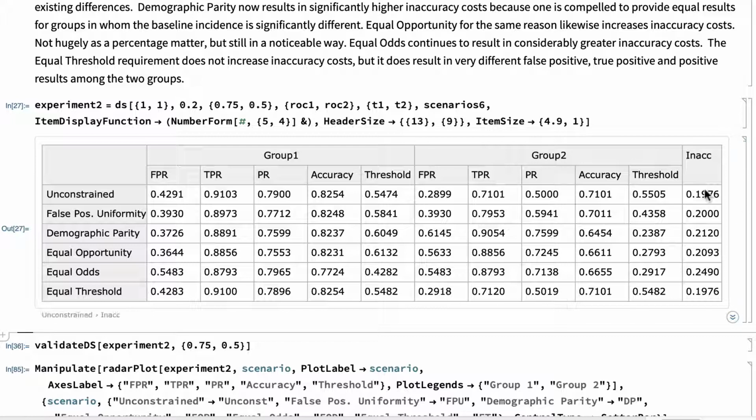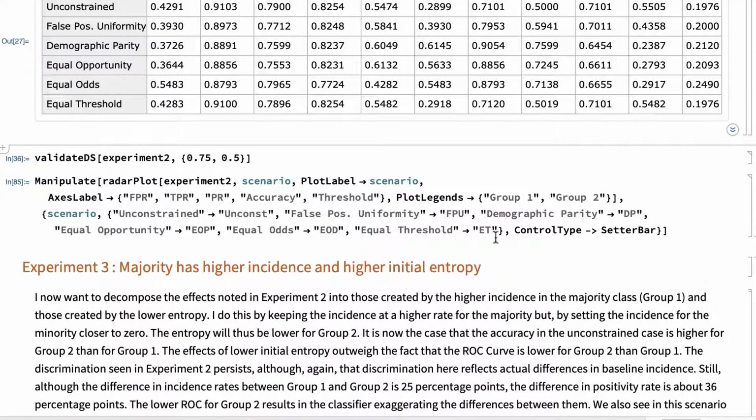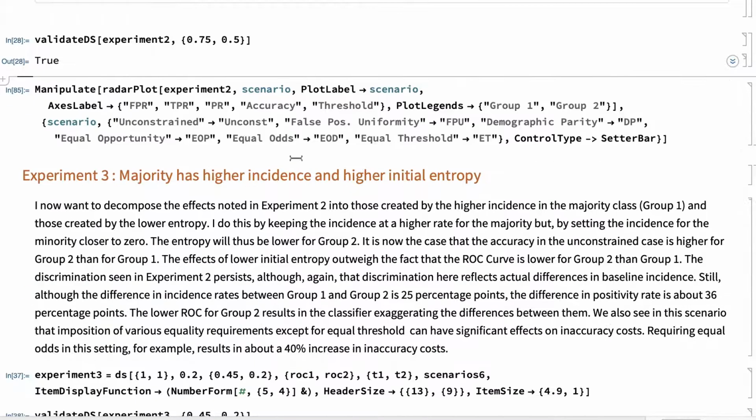So let's look at inaccuracy costs. What we see is the story we've seen before, which is that changing to most of these regimes of justice doesn't bump up inaccuracy costs greatly, with the exception of equal odds, where equal odds, again, results in significant increases in inaccuracy costs. I guess I should make sure that this all worked. It did, or at least I didn't detect any obvious issues.